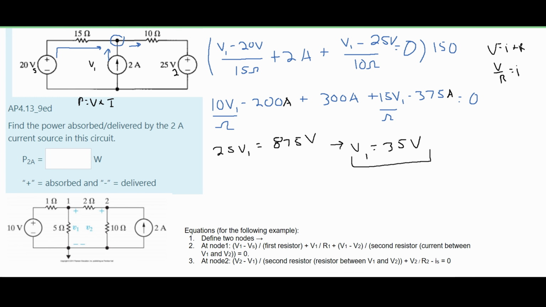Now we're going to plug it into our power formula right here. We have P is equal to 35 volts, and this is being multiplied by our current, which is 2 amps. Now, is this absorbed or delivered?